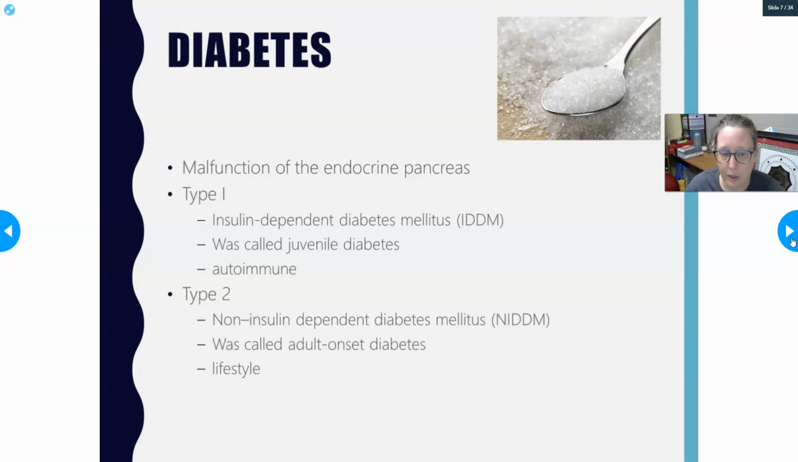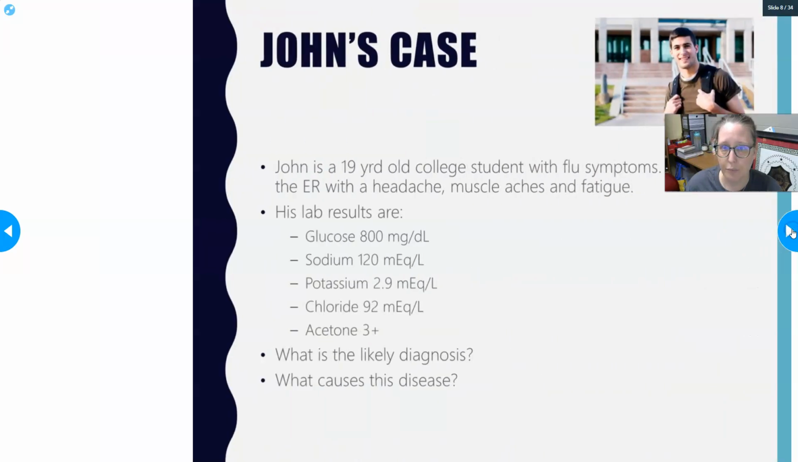And then we have type 2. It's non-insulin dependent diabetes mellitus, was called adult onset diabetes, and it is lifestyle mediated. And so we moved away from juvenile and adult onset terminology because with the current lifestyle that we have in the U.S., we are seeing more and more type 2 diabetic patients that are children and adolescents. And it is also possible for adults to get type 1 diabetes. Although it is rare, it usually happens in childhood, it is possible for adults to get it also.